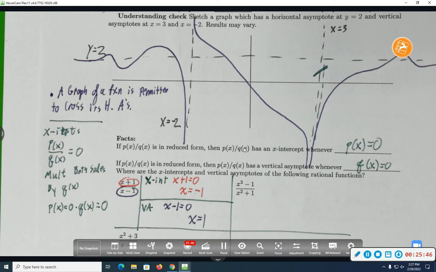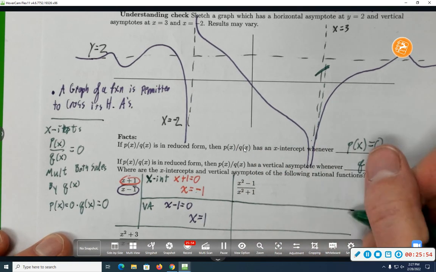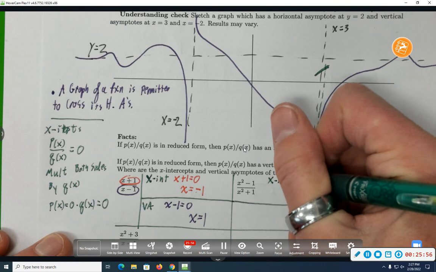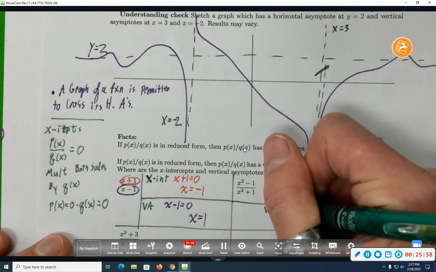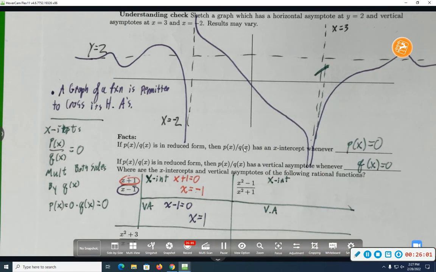So here is a rational function. Go ahead and do some work and find for me its x-intercepts and its vertical asymptotes. I think I'm just going to pause for a moment. You will find these things and we'll come together.